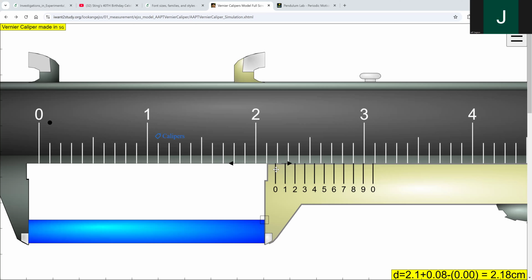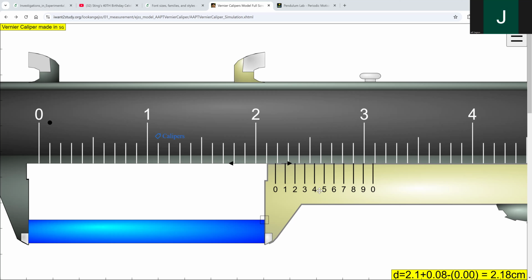To figure out that last digit, you look on the vernier scale and ask yourself which one lines up best with any line from above. And we know it's probably going to be 7, 8, or 9 based on where it is. So I'm going to focus on 7, 8, or 9. And it looks like in this case that the 8 lines up best. So I would read this as 2.18 centimeters. Okay, that would be that length.